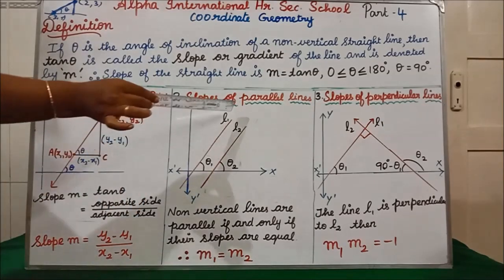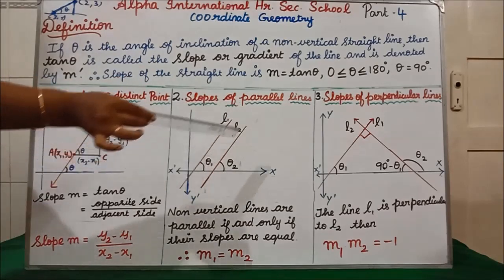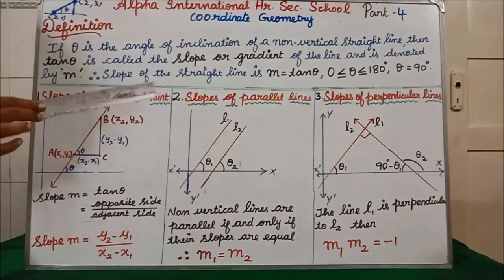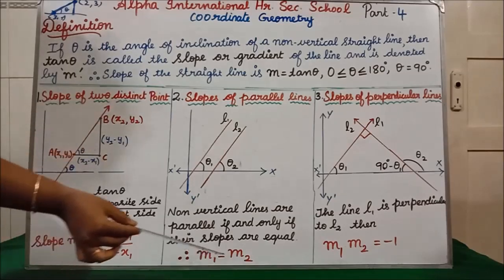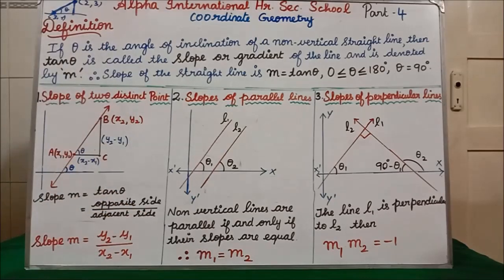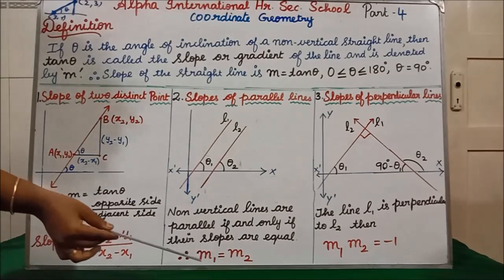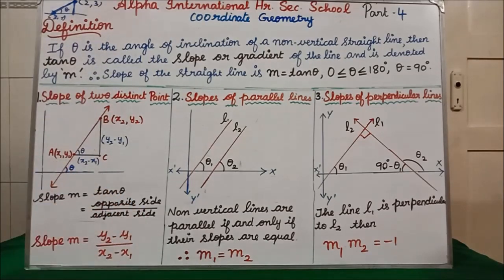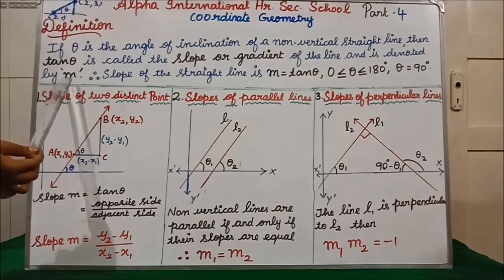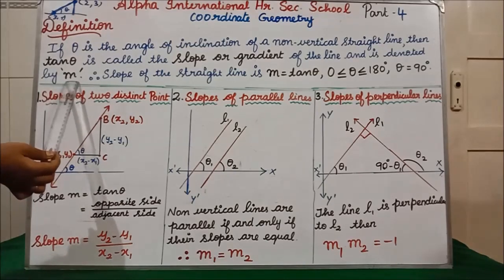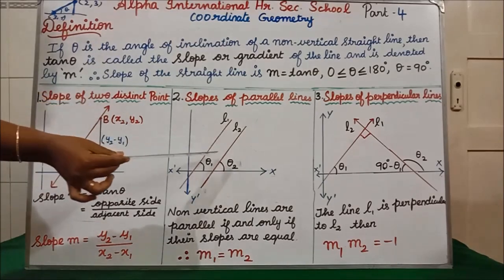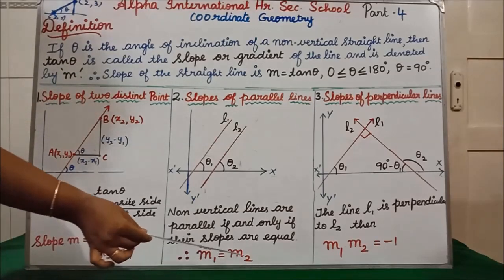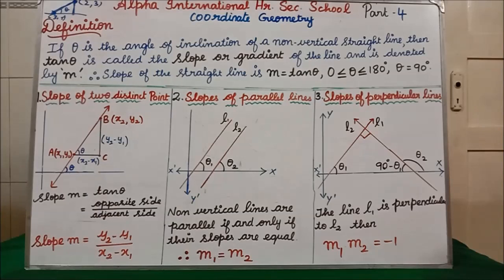Clear? So this is slope m1, this is slope m2. If the two lines are parallel, the slopes are equal. Clear? Therefore, m1 is equal to m2. Why we are writing m1 equal to m2: we have denoted the slope by m. Since we are having two slopes, to differentiate them, we are writing m1 is equal to m2.